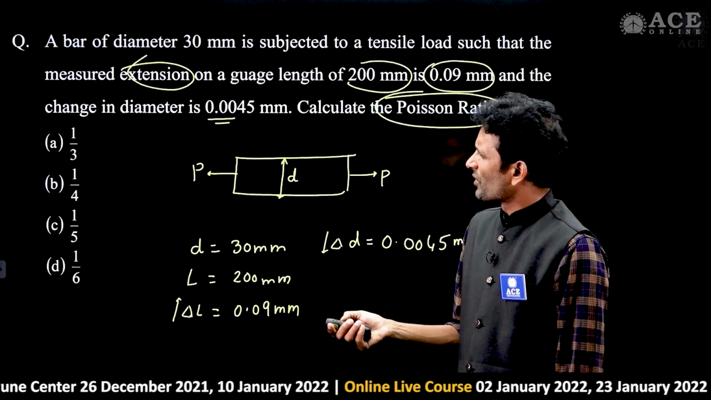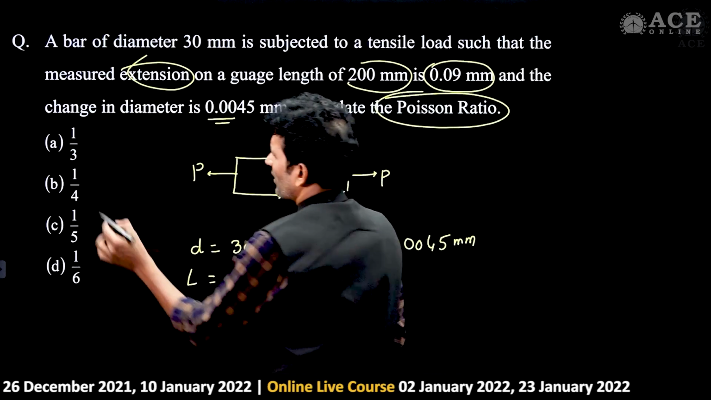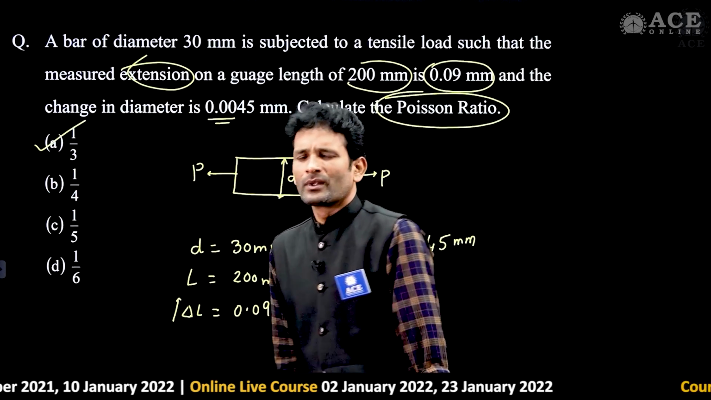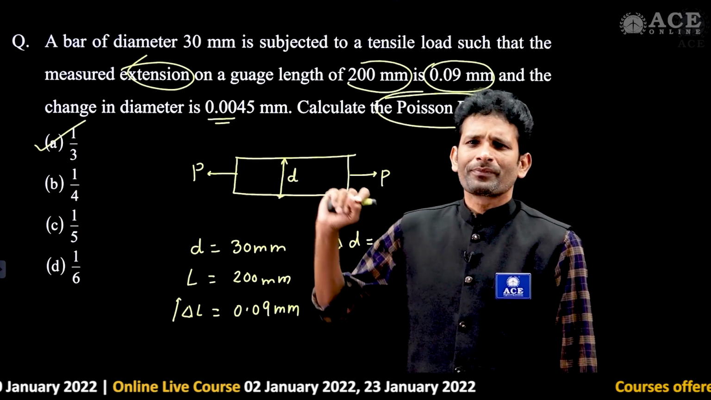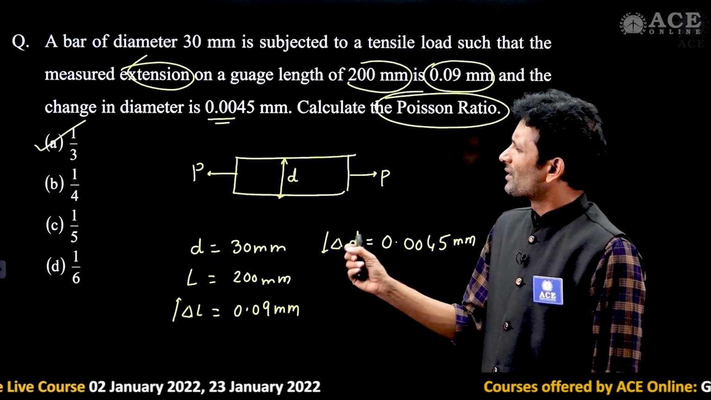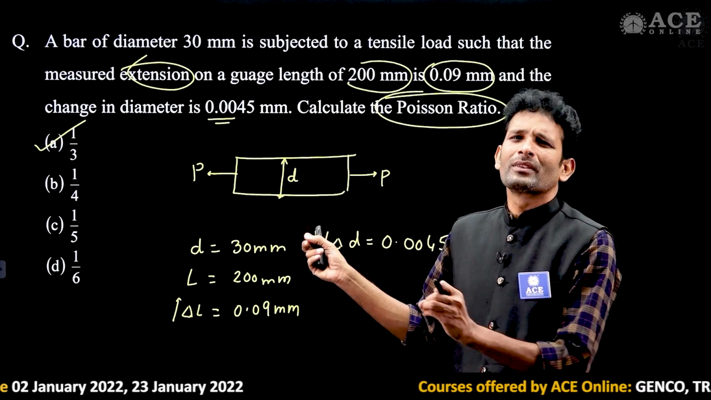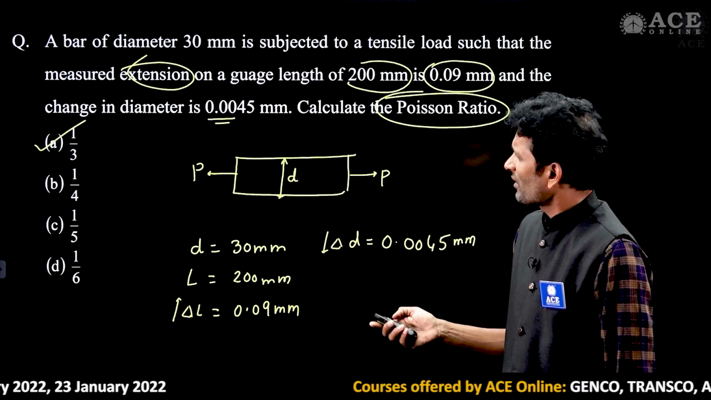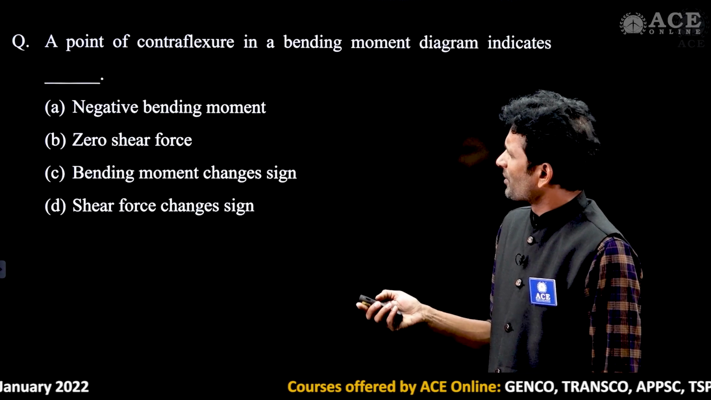So what is the Poisson's ratio value? The Poisson's ratio value is 1 upon 3. Which one is correct? Option A is correct. So this question involves some calculation. Right. Now let us observe the next question.